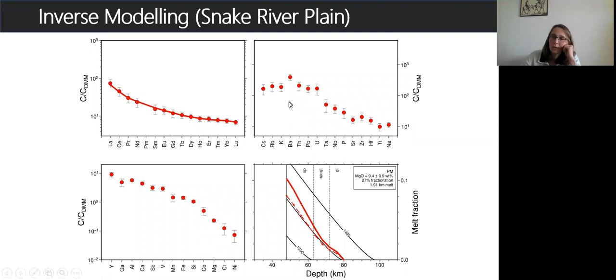And the other two panels on the slide are other elements that you've also measured in the rocks, and that we can predict in a forward model once we've identified the best fit. They're essentially a quality control on how well our model is doing recreating these chemical compositions. And in this case, we're doing pretty well. That's the example for the Snake River Plain.